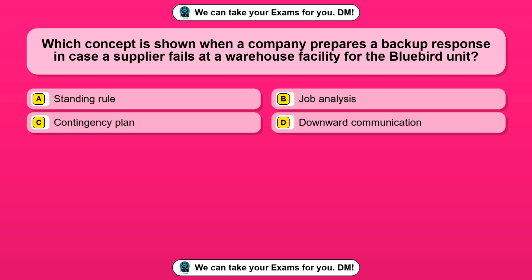warehouse facility for the Bluebird unit? Option A, standing rule. Option B, job analysis. Option C, contingency plan. Option D, downward communication. The correct answer is option C, contingency plan.